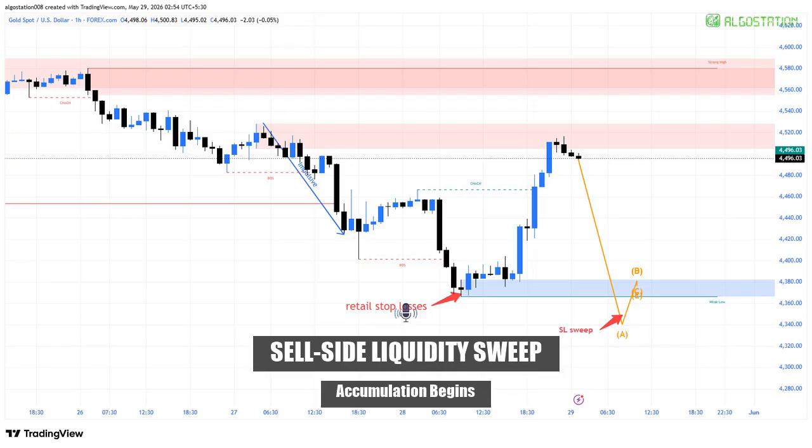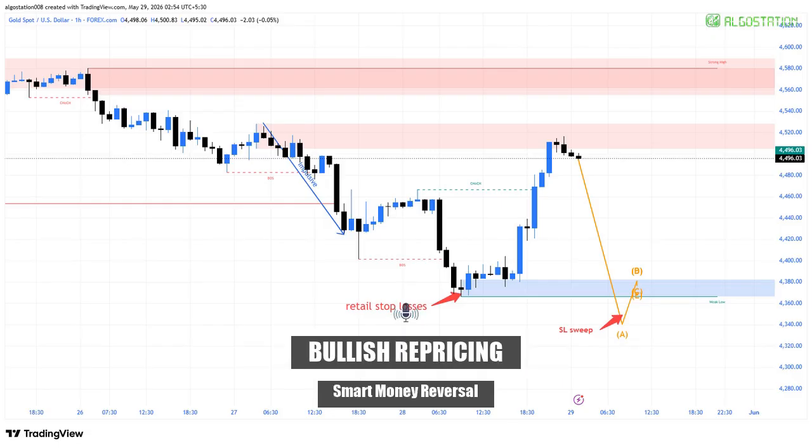Gold swept sell-side liquidity beneath a weak low, trapped breakout sellers, and instantly reversed with strong bullish displacement. That reaction is not random. That is institutional accumulation. After the sweep, price delivered aggressive repricing higher. This tells us institutions were no longer interested in lower prices. The market shifted from distribution into short-term reaccumulation.